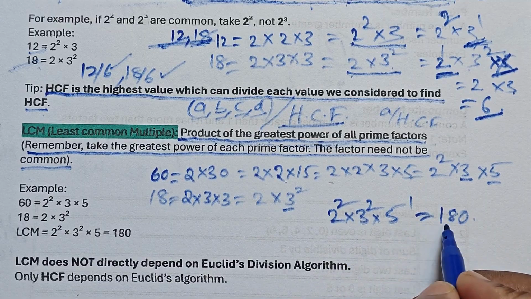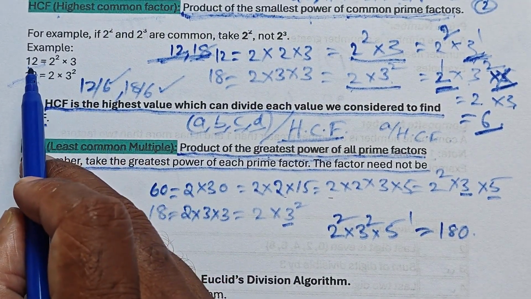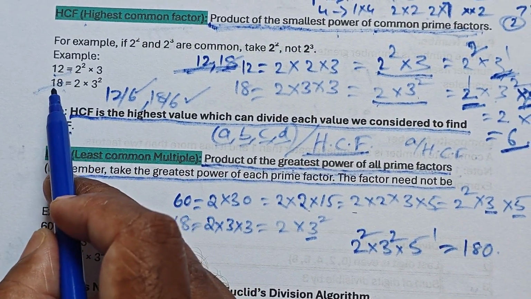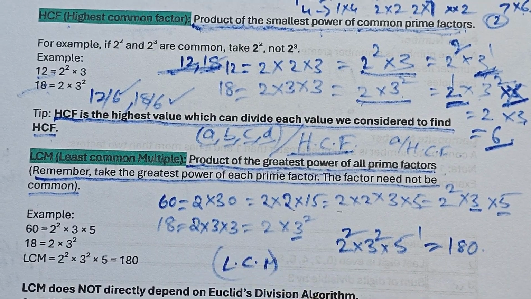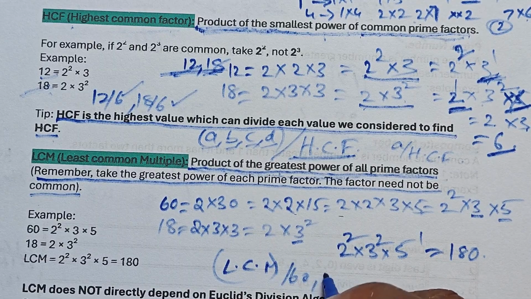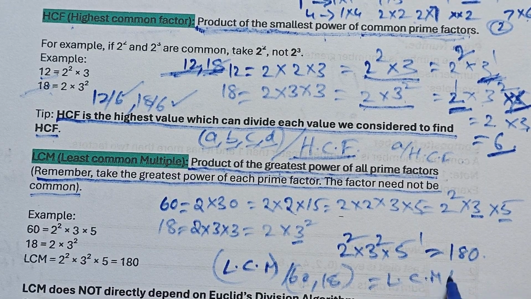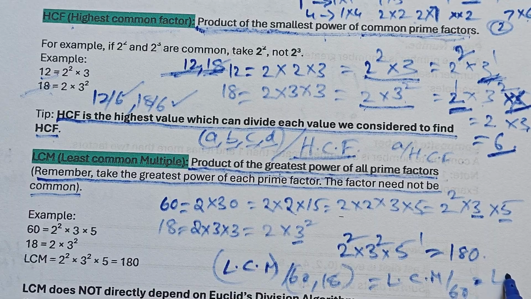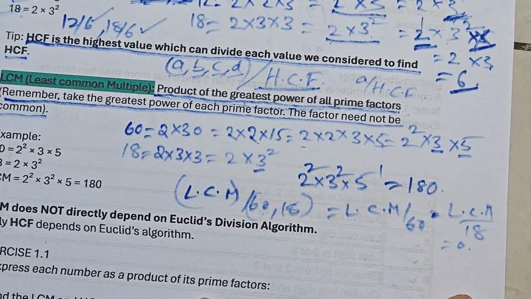Is that correct? So earlier, HCF can divide each independent value. If you remember, HCF can divide 12, HCF can divide 18. But in the case of LCM, LCM can be divided by the given numbers. Like here we found the LCM for 60 and 18, correct? So each individual number can divide the LCM independently, giving 0 remainder. Okay, it gives the remainder 0. And similarly, LCM divided by 18 also gives 0.